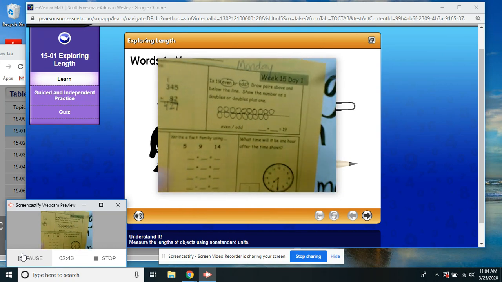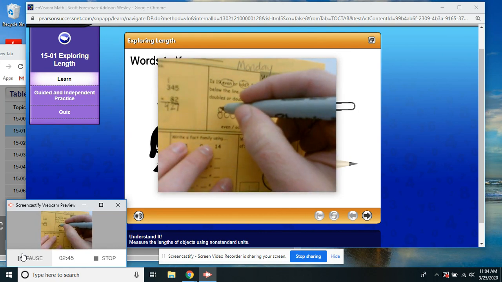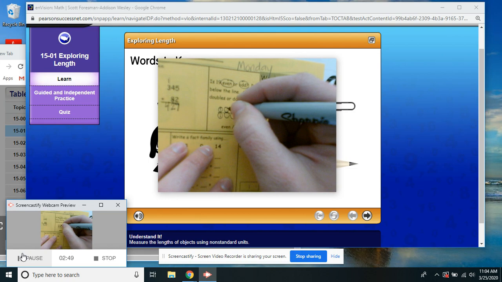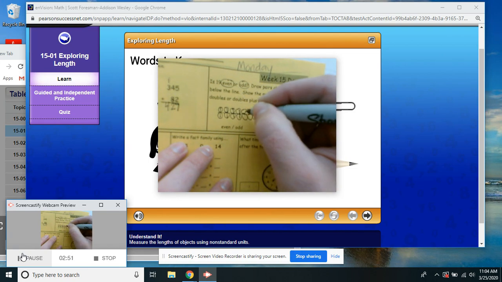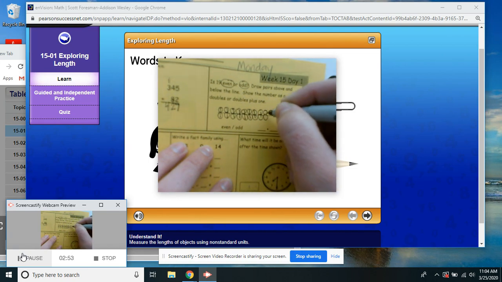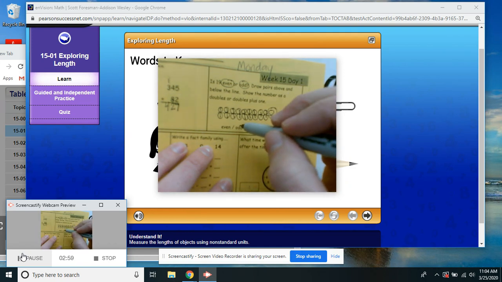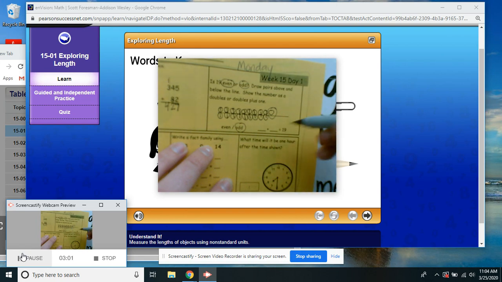All right, here we go. If you do not see that this is an odd number, you can draw lines to make partners. Connect. Oh, here we go. There is 1 left over. So this is an odd number.